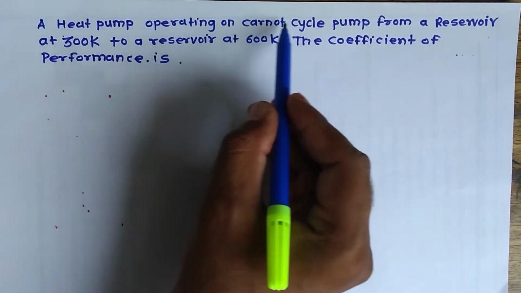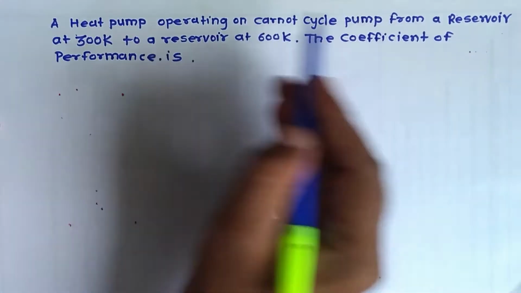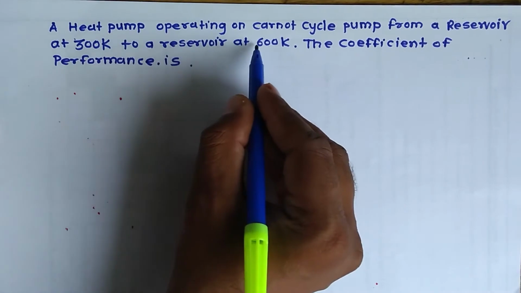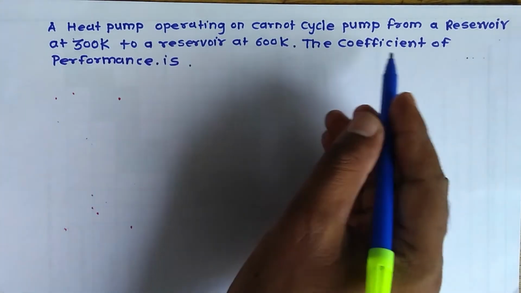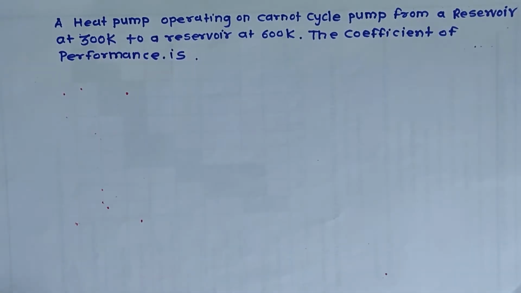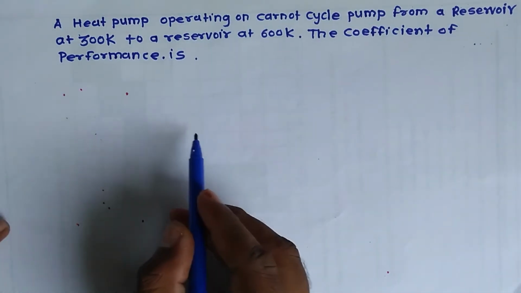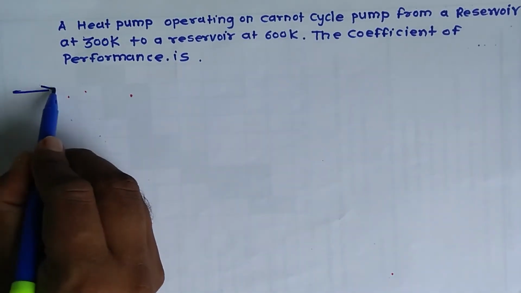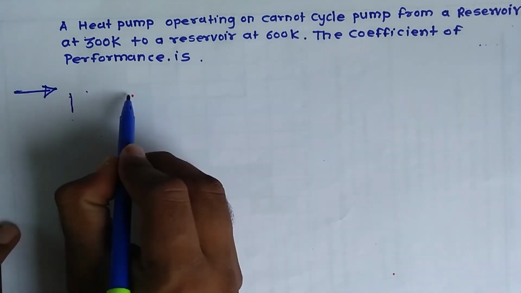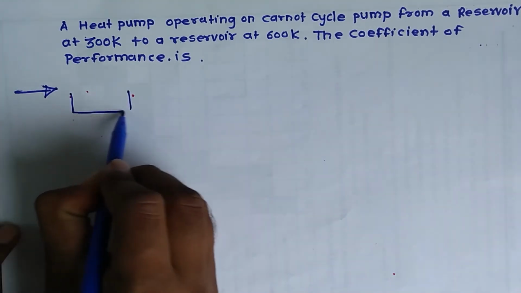A heat pump operating on Carnot cycle pumps heat from a reservoir at 300 Kelvin to a reservoir at 600 Kelvin. The coefficient of performance is? So here this is the problem related to the heat pump. For that purpose we have to draw a figure of that heat pump. So this is the heat pump.